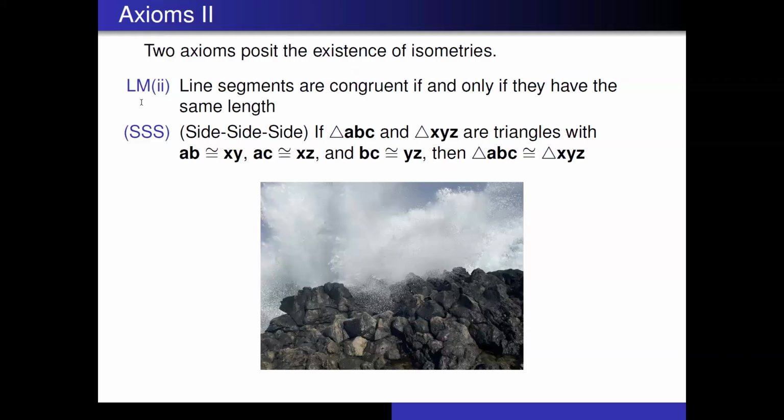The length measure axioms, LM 1, 2, and 3. Axiom 2 says that any 2 line segments that have the same length are congruent. Okay, now that says there's a whole lot of isometries. You take any 2 segments of length 1, there's supposed to be an isometry taking one to the other. This is a huge homogeneity assumption.